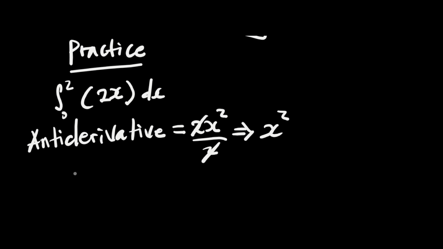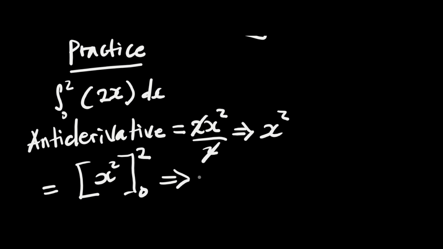Now we have to apply our limits. Our lower limit is 0 and upper limit is 2. x squared, from 0 to 2. When I substitute x with 0, this entire term becomes 0. When we take the upper limit and substitute with 2, 2 squared will be 4. So our final answer will be 4.